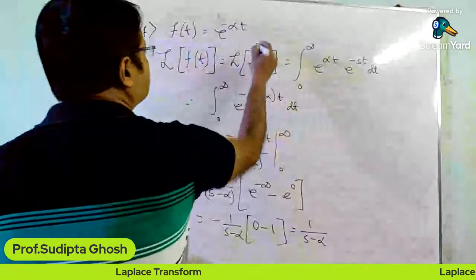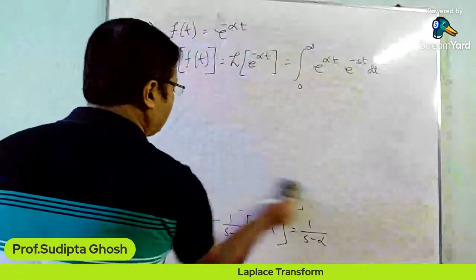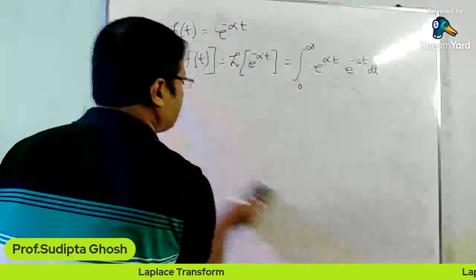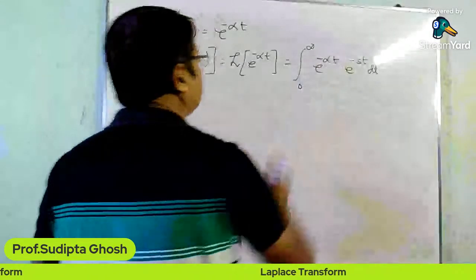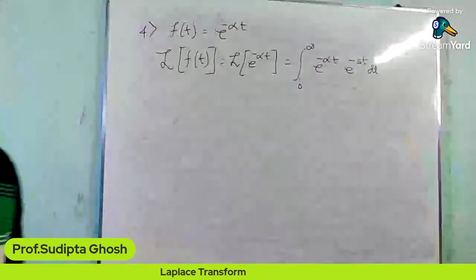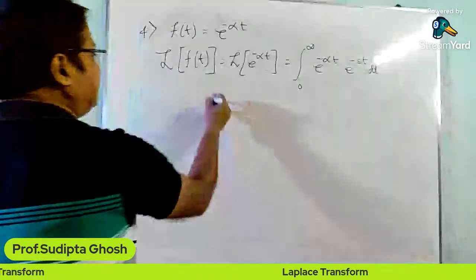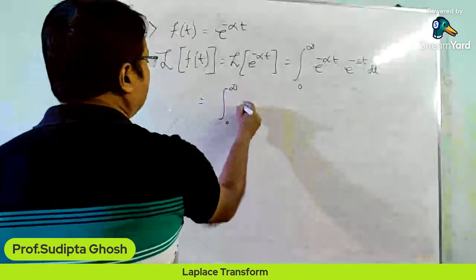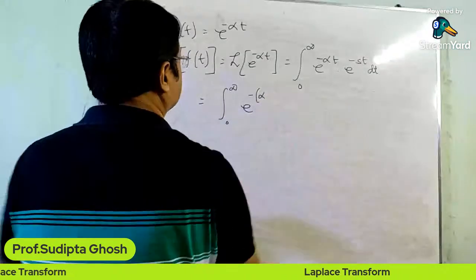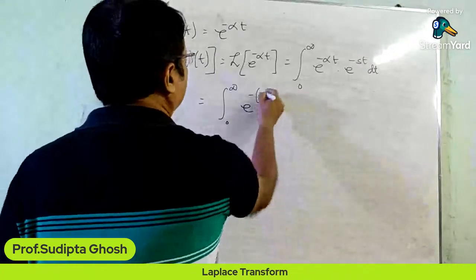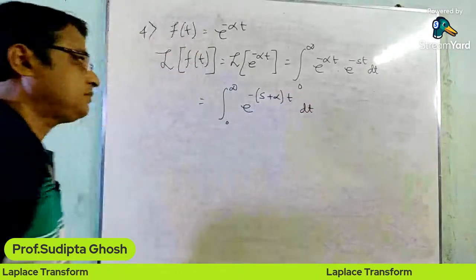As we know, this is an important functional form, e to the power minus at, or e to the power minus alpha t. So proceeding in a similar manner, we can write the integral from 0 to infinity of e to the power minus alpha t into e to the power minus st dt. So now taking the minus common, we have (s plus alpha) into t dt.